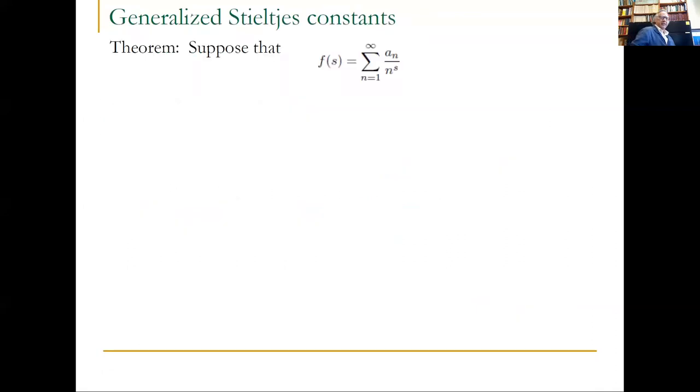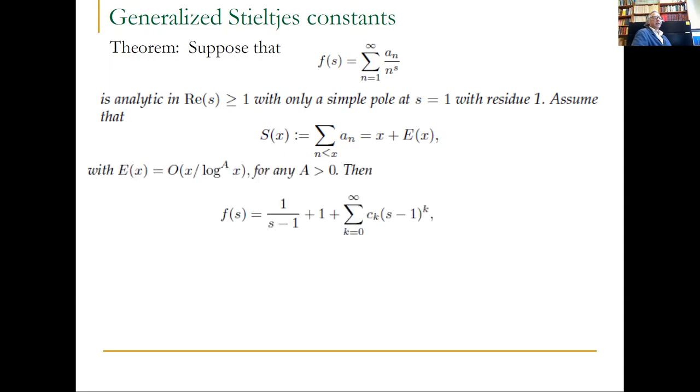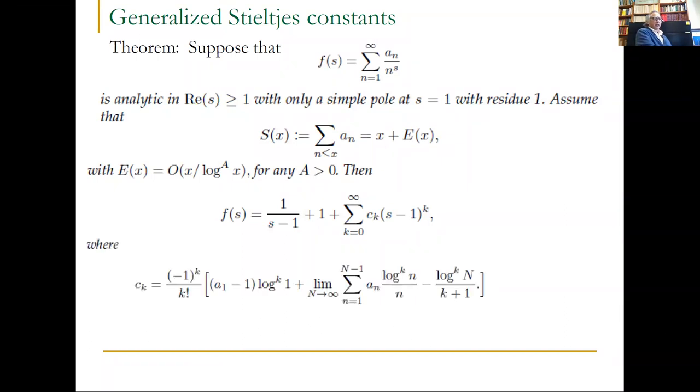Suppose that you have an Euler-Stieltjes series F(s) equals the summation of a_n over n^s, analytic for real s bigger than or equal to 1 with only a simple pole at s equals 1 with residue 1. Assume that the summatory function, the summation of a_n, is x plus E(x), with E(x) satisfying a modest error term, E(x) over log to the A x, for any A. Then you look at the Laurent expansion of F(s) at s equals 1, and you can write down c_k to be (-1)^k over k factorial times this expression.